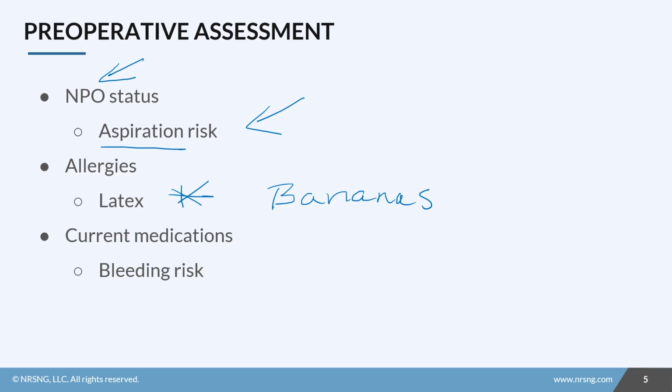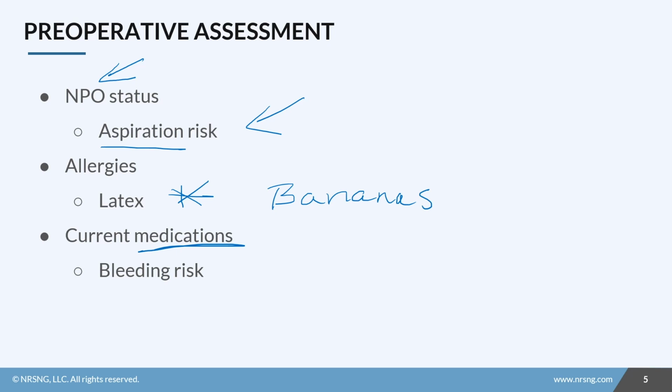Because we do use medications in surgery, like local anesthetics and antibiotics, we need to know what medications the patient is allergic to also. And finally, be sure you assess in your patients, or ask your patients, what medications they are on and when they last took them.